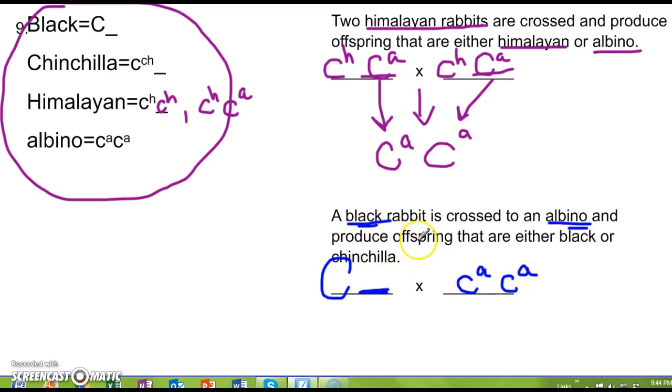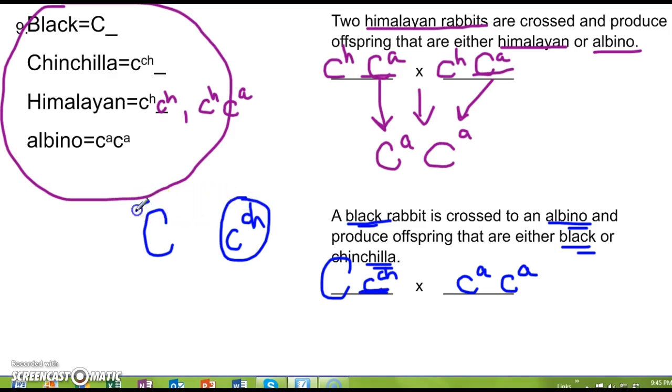So if we look at the offspring, it says that they are either black or chinchilla. And you might be thinking, where did that chinchilla allele come from? Well, that must be what this other blank is here. Okay, so if you needed to do a Punnett square, just to double check, all of these letters here travel together. So even though there's 3 letters there, this represents one allele that would be found in a gamete.